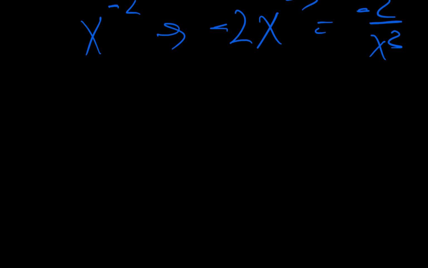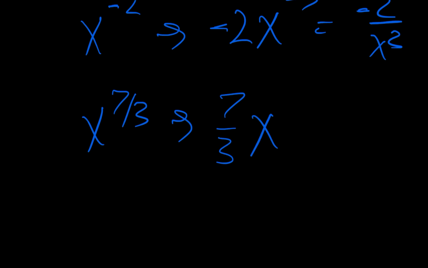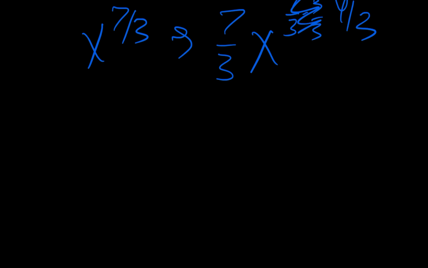We can even do this with fractions. So let's say we have x to the 7 thirds. What do we do? Put 7 thirds in the front, x, and now we subtract 1. Well, 1 is the same thing as 3 thirds, so that becomes 4 thirds. So we have 7 thirds x to the 4 thirds. Congratulations, you just learned the power rule that fast.